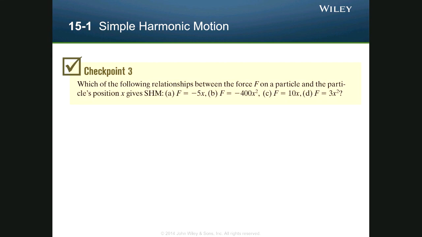Okay. So remember, F has to equal minus kx in this case, right? Good. So A clearly satisfies the conditions. For B, x is not linear. For C, there's no negative sign. And for D, again, there's no x. So there's only one possible answer, which is A.